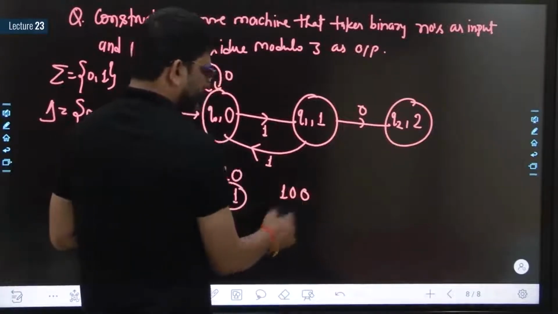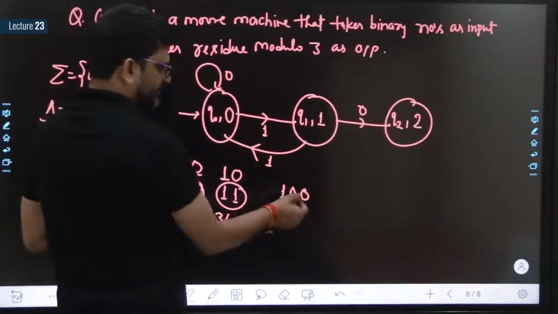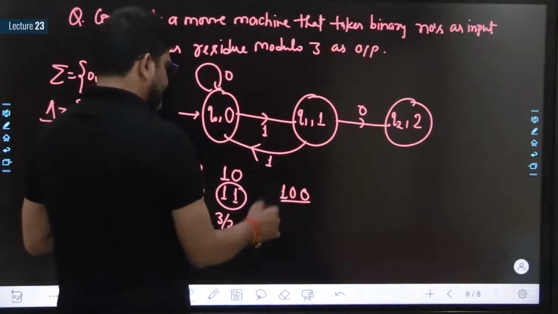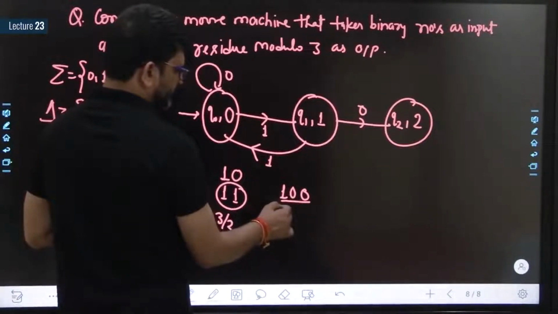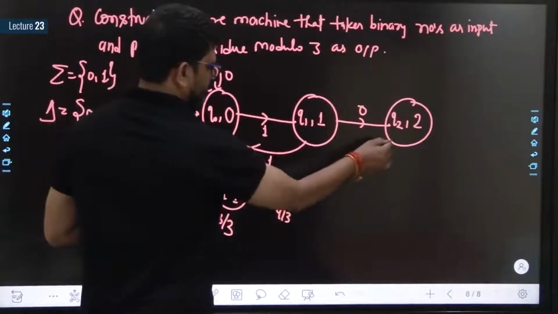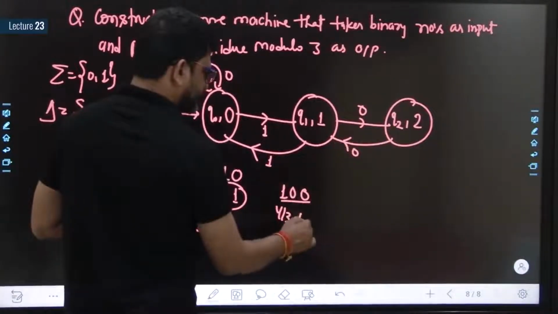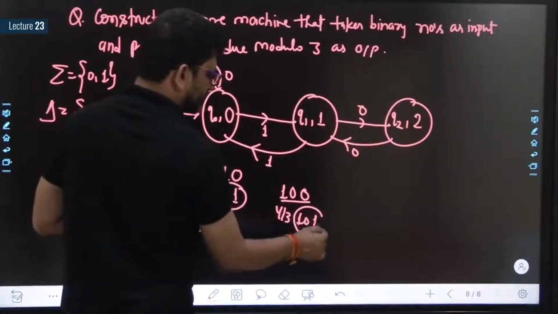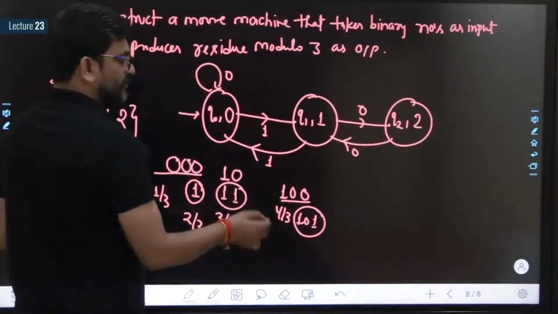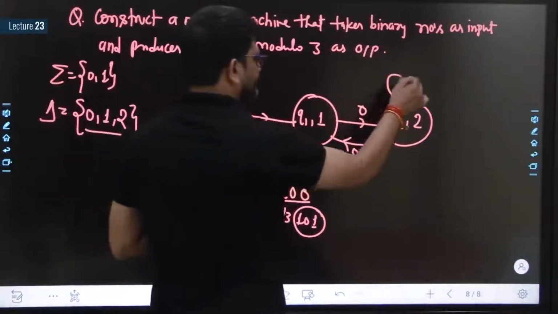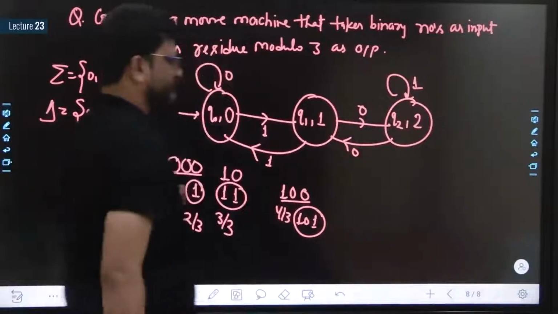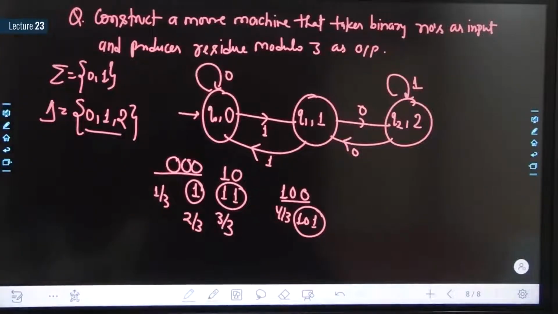If I see 0 on Q2, the number is 100. What is the decimal number? 4. 4 divided by 3, remainder 1. If I see 1 on Q2, this number is 5. 5 divided by 3, remainder is 2. This is the Moore machine for that. Please check. Clear?